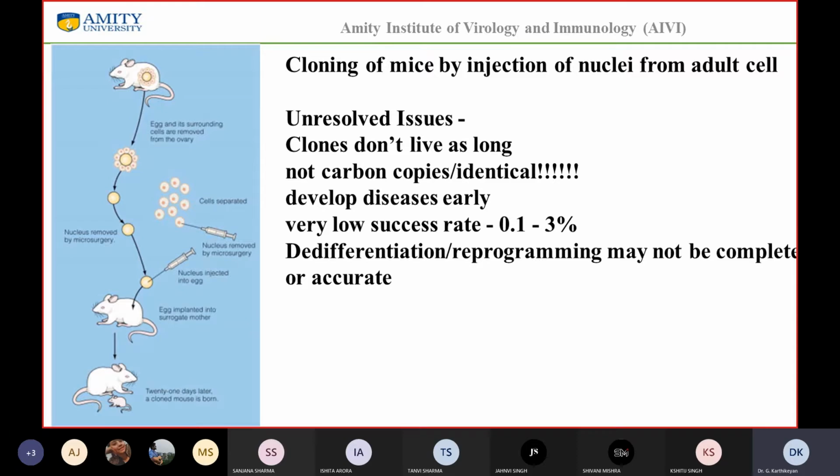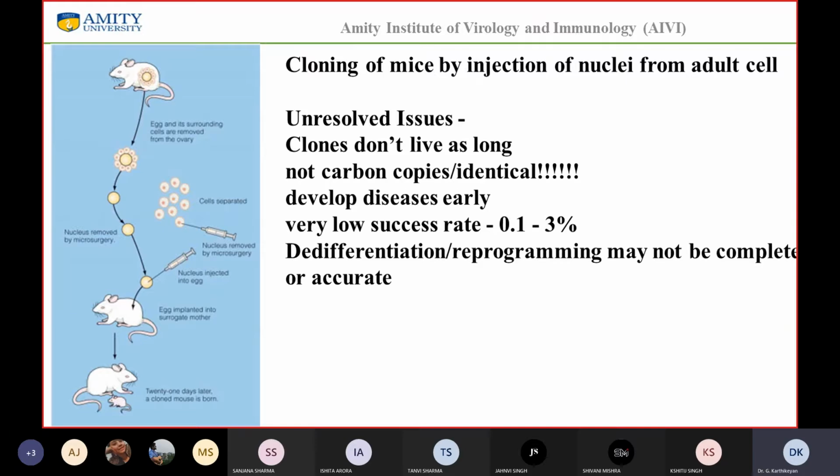This is showing schematically what happens in the mouse. You take the egg and its surrounding cells from the ovary, and the cells are separated. The nucleus is removed through microsurgery from the egg, and then the nucleus from the donor is injected into the egg. The egg is implanted into the surrogate mother, and 21 days later you have a cloned mouse. That means it takes less than a month to clone a mouse, if everything goes well.